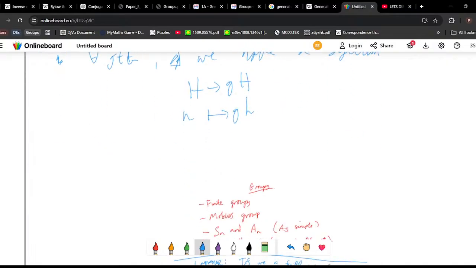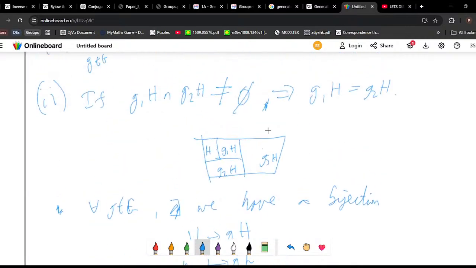And this is a bijection because, well, obviously it's a surjection, right? By definition, it's a surjection. And why is it an injection? Well, if you had gh1 equal to gh2, because we're in a group, we can multiply on the left by the inverse of g to get that h1 equals h2. So all of these cosets are the same size.